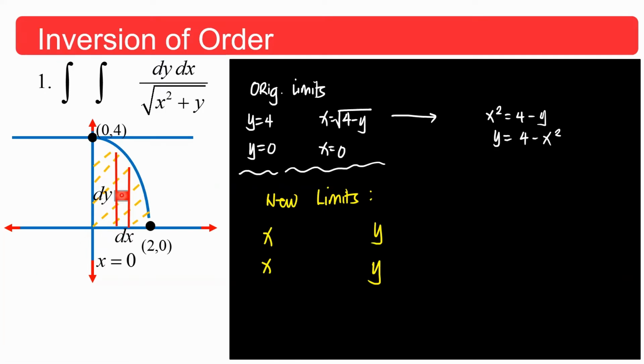If it's dy first, the y will travel from here, below, up until the top. So below, that's y equals 0. What's the top? It's the parabola. What's the equation of that parabola? That parabola, it should be y down and then y up. y up, it's y equals 4 minus x squared. Therefore, let's rewrite that.